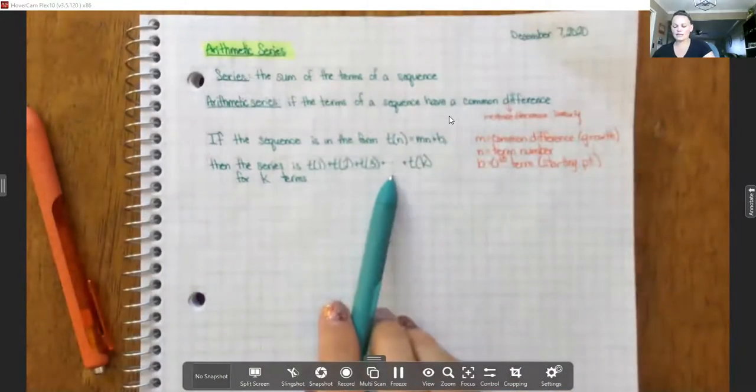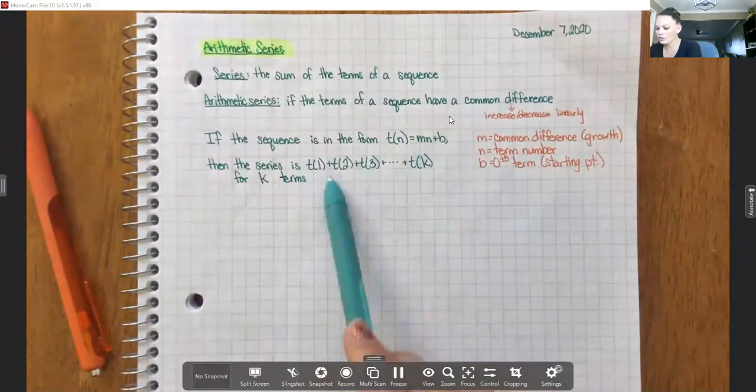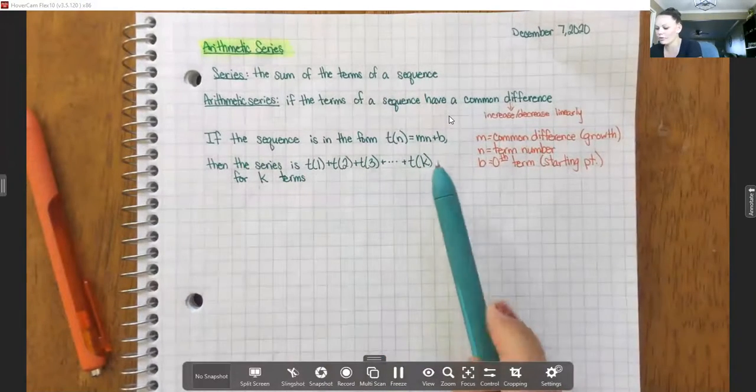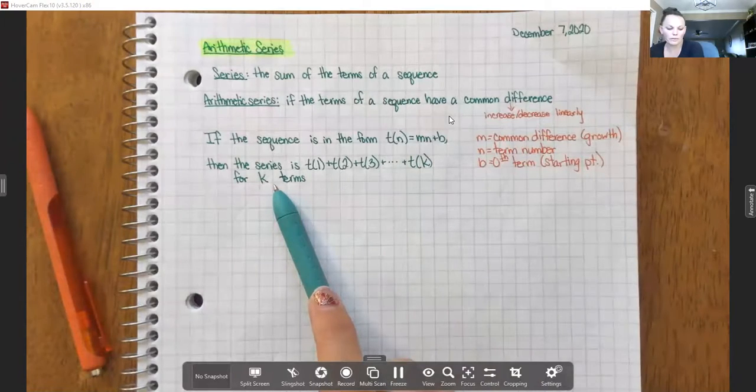And this will make more sense when we have numbers, but basically plug in 1, plug in 2, plug in 3, all the way to k, whatever that last term is. It could be 12, it could be 27, but it has to be a whole positive number.